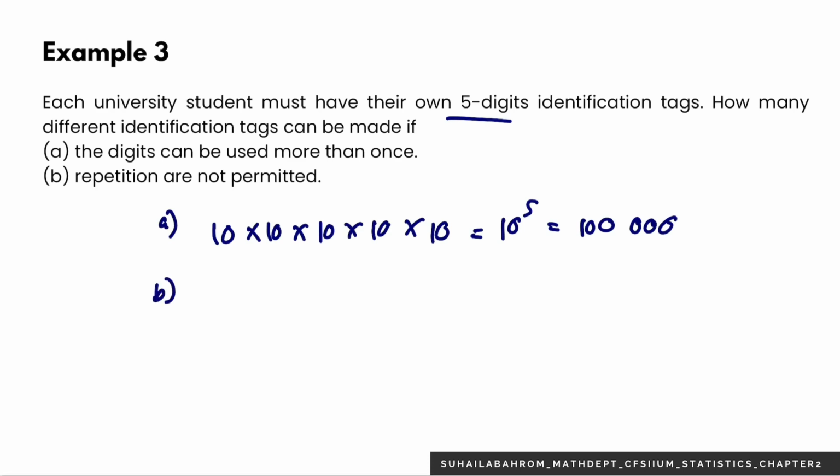And when the repetition is not allowed, we have 10 times 9 times 8 times 7 times 6. So the total number of possibilities is 30,240.